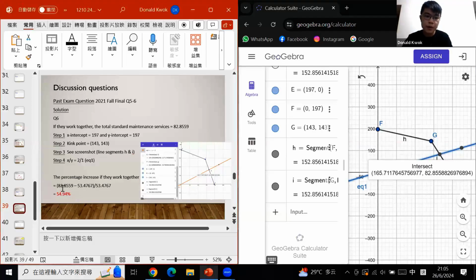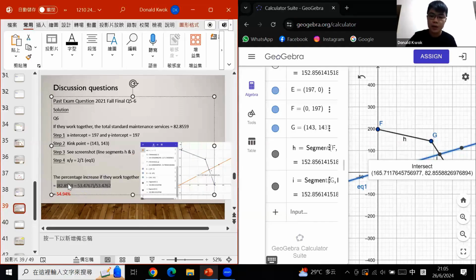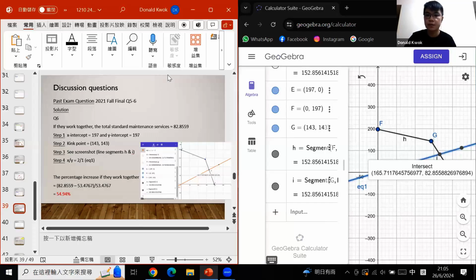So to find the percentage increase when they work together, it is the new minus the old, divided by the old. The so-called new is 82.86, the number when they work together, while the so-called old is 53.48, the number when they work separately, the answer to question 5. So we just use this to calculate the percentage change, which gives us a 54.94% increase.